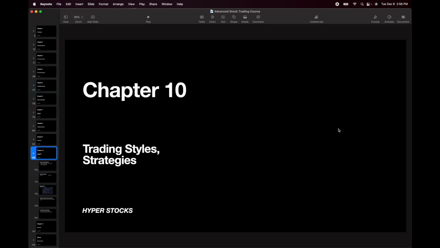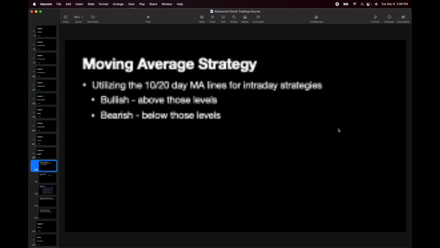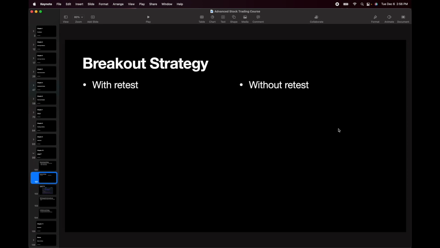In this video, we're going to continue talking about chapter 10, which is your chapter about trading styles and strategies. We already covered the moving average strategy, so in this video, we're going to focus on the breakout strategy, and we're going to talk about it in two ways. One with a retest and one without a retest. So let's go ahead and talk about what the breakout strategy involves.